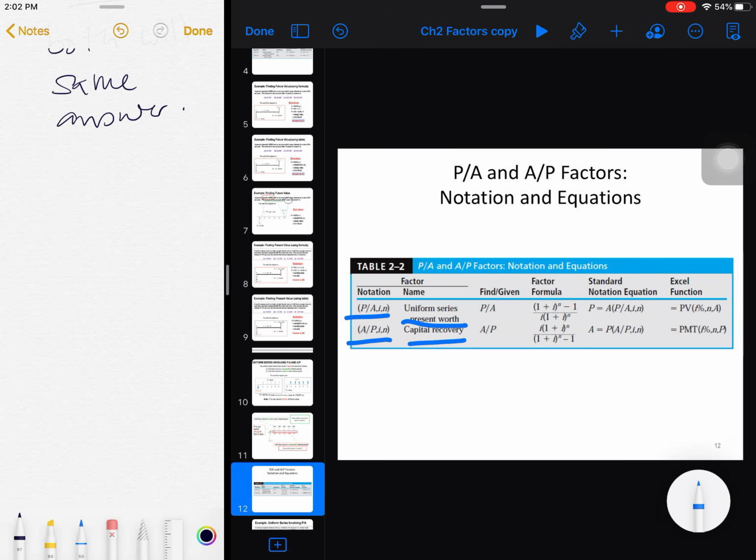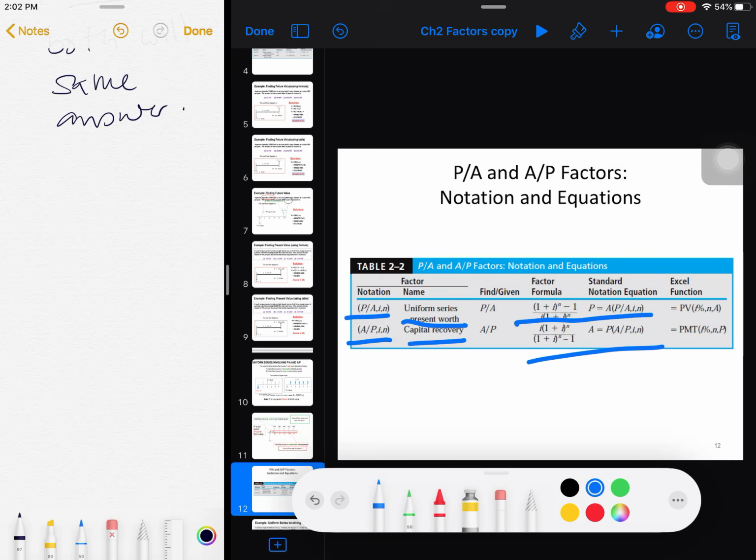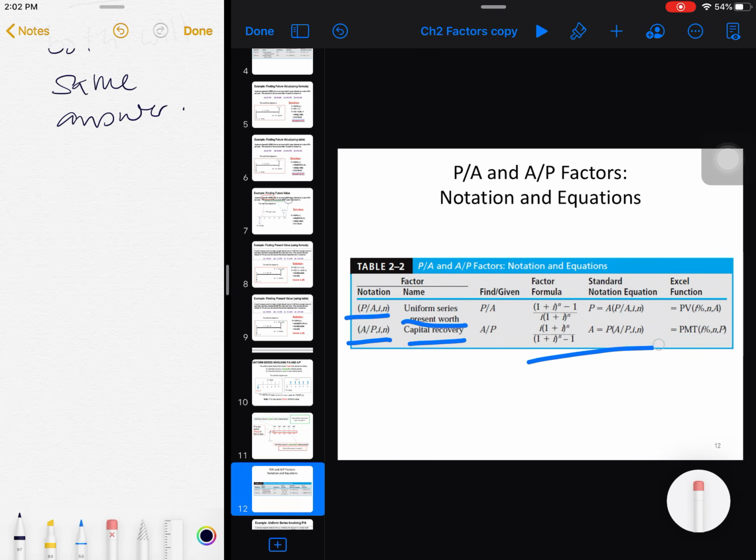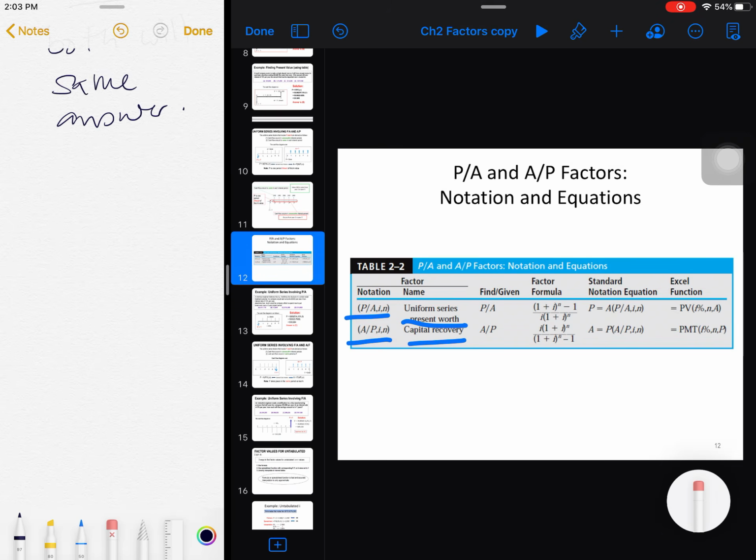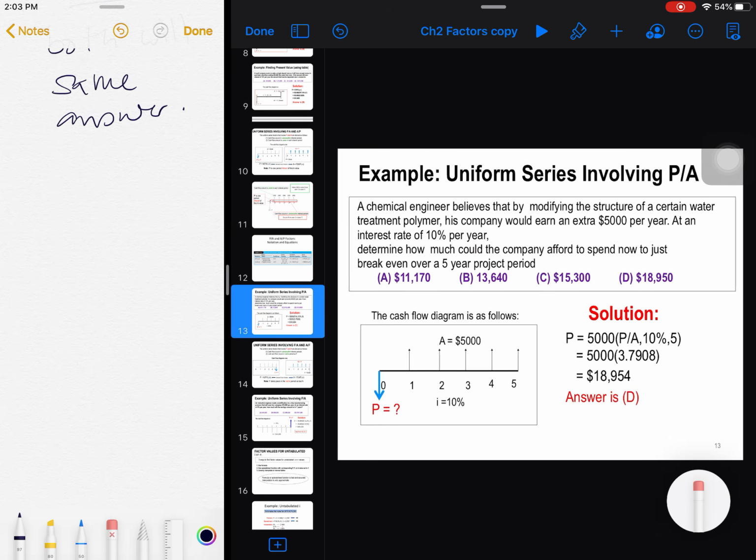Or if you do not want to use the factor table, you can use the factor formula. It's written here. Okay. So in your exam, now that everything is online, everything will be given to you. So you need not memorize the equations. However, it is good for you to understand the fundamentals when you solve the equations given to you later on. Okay, example of uniform series.